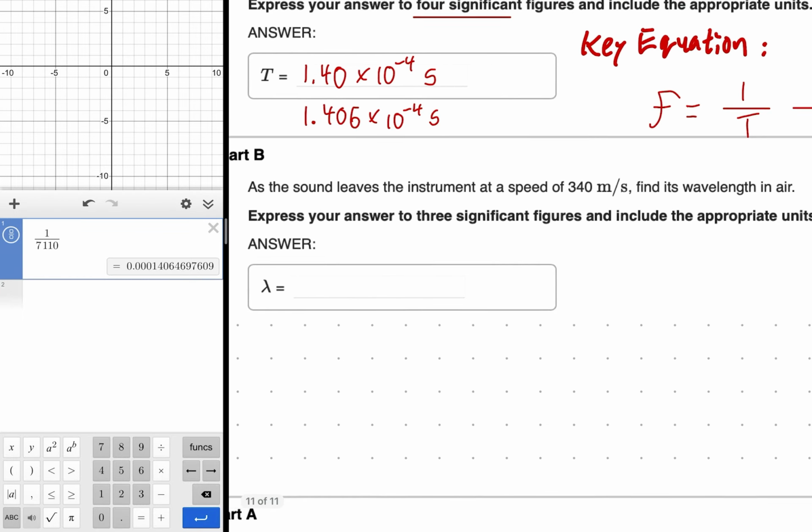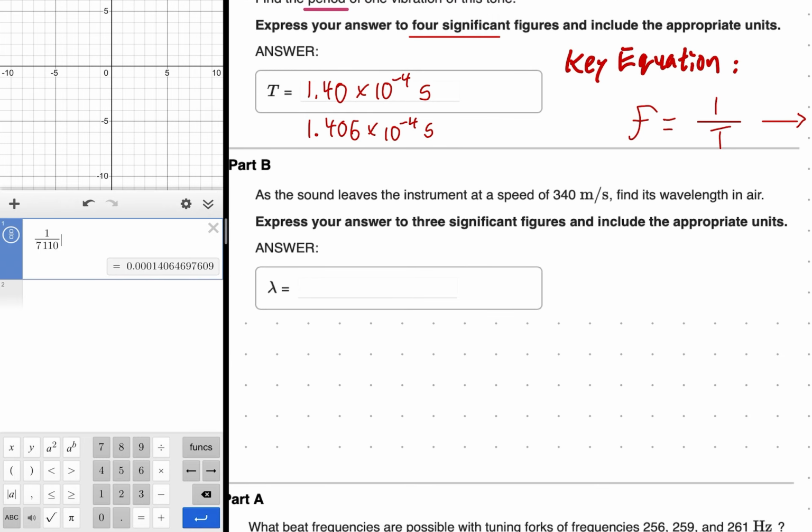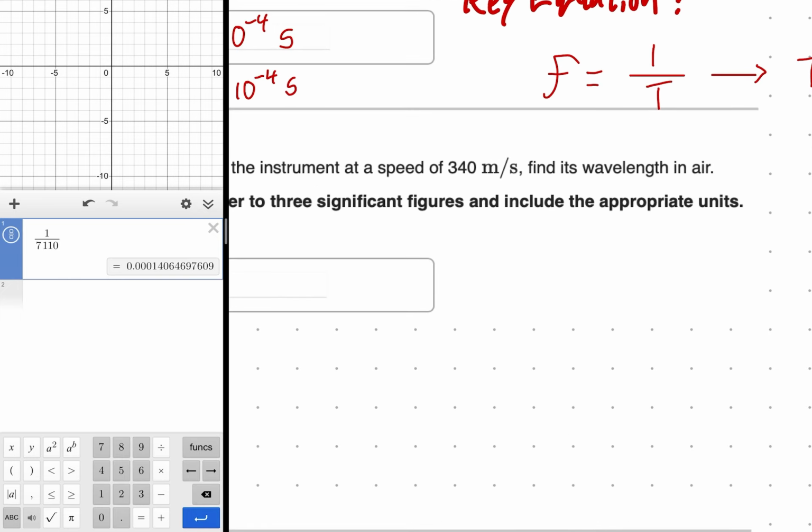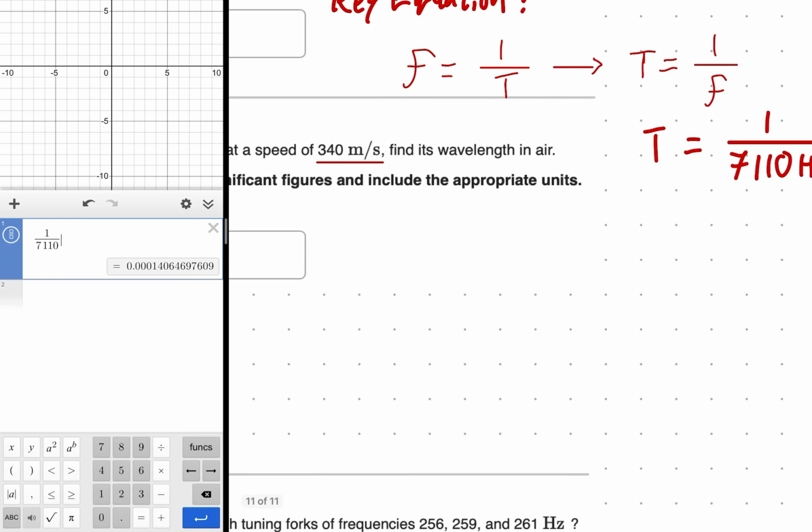Now, the key idea here is that velocity is going to let us actually have an equation to relate these values and thus relate the ideas. So as sound leaves the instrument at a speed of 340 meters per second, this is your often standard speed of sound, which is dependent on temperature.